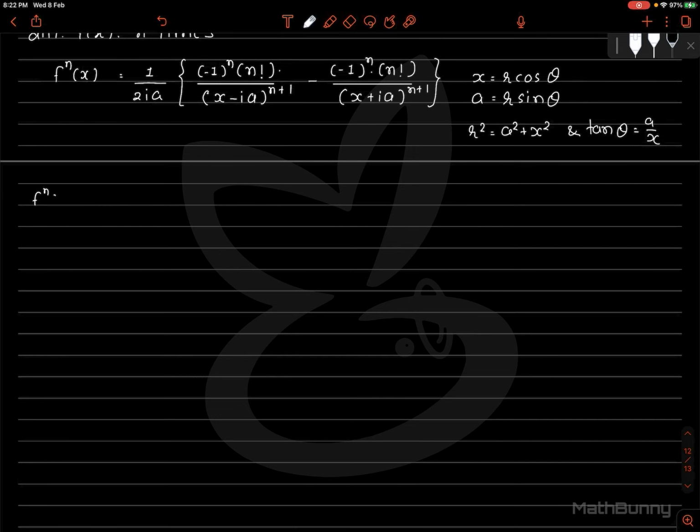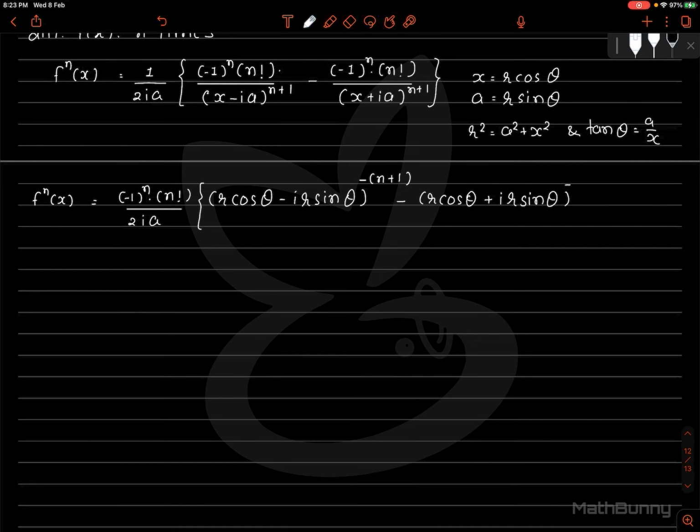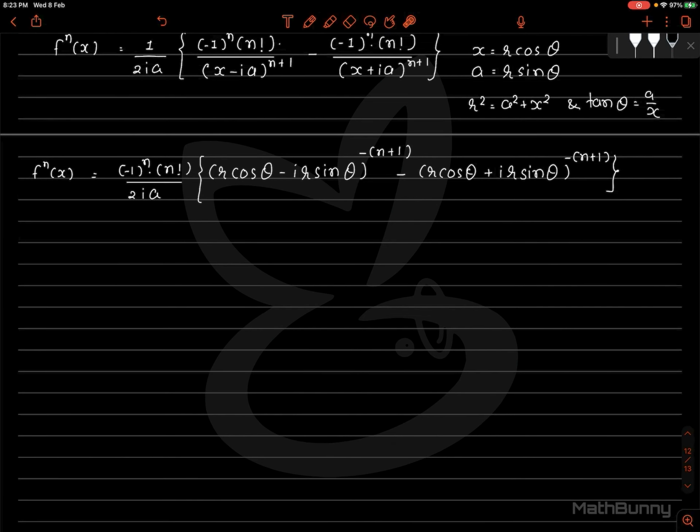So the nth derivative of f of x is equal to minus 1 raised to n into n factorial upon 2ia, into the bracket, we would get r cos theta minus i r sin theta raised to minus of n plus 1 minus r cos theta plus i r sin theta raised to minus of n plus 1. We can take r common from both the terms and take it outside. We can write it in the denominator.